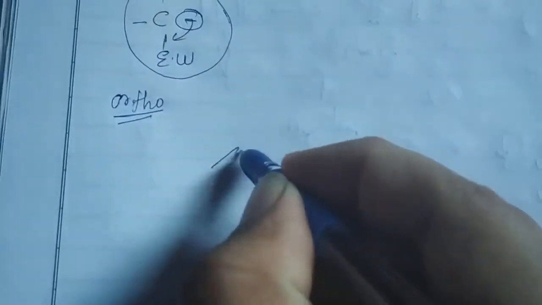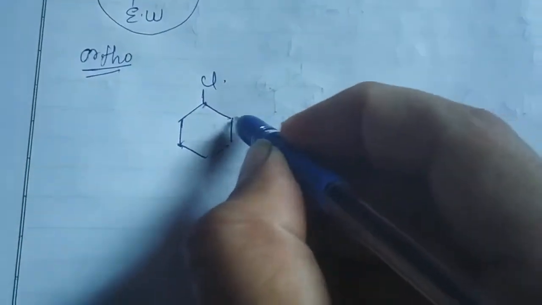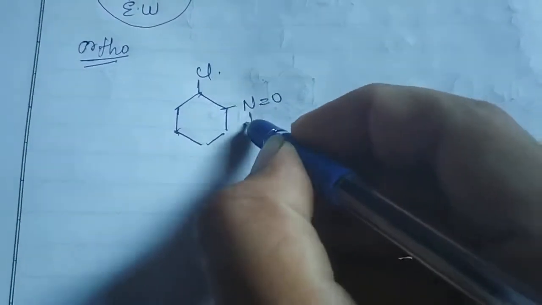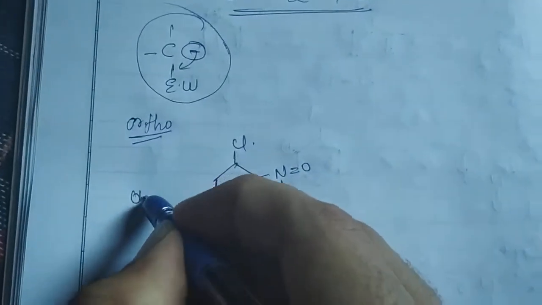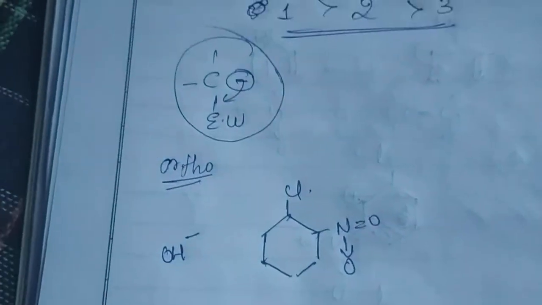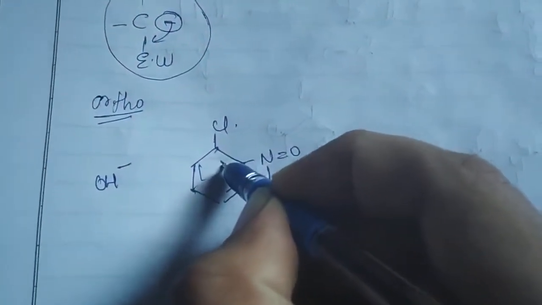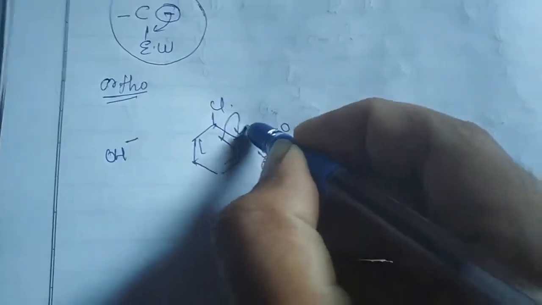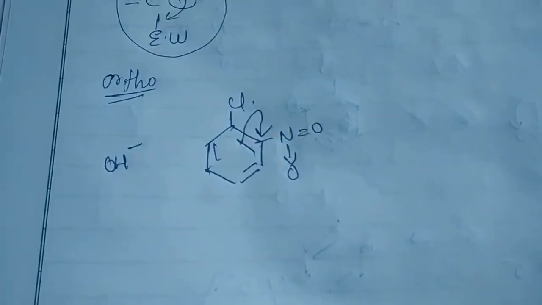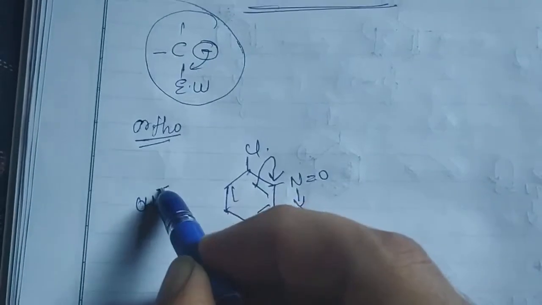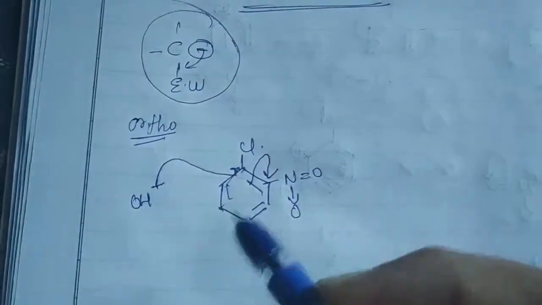So basically guys, when we are talking about an ortho substituted chlorobenzene, you have your Cl over here and the N double bond O, and here you have oxygen. So what happens? Let me explain. Here is my OH minus. Since this is in the ortho position, I am going to write it in this way in order to show my carbanionic part. Now electron density has decreased, so OH minus goes and attacks this carbon.